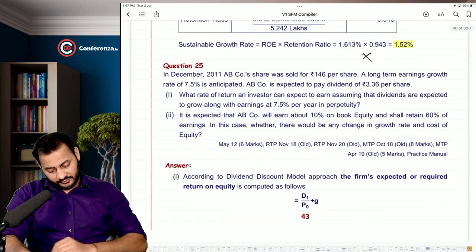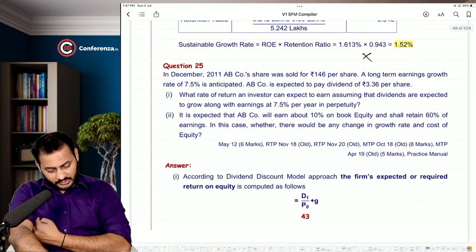Question number 25 is an interesting question. Have a look.